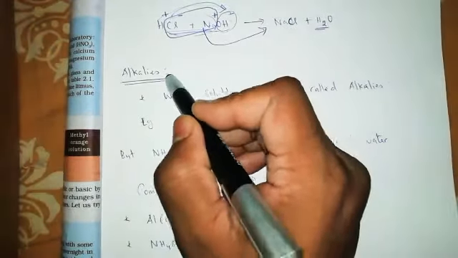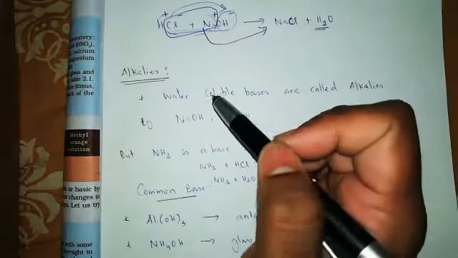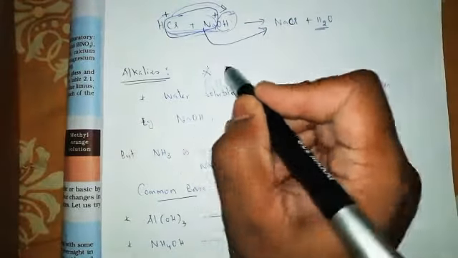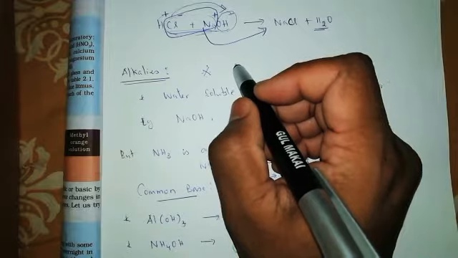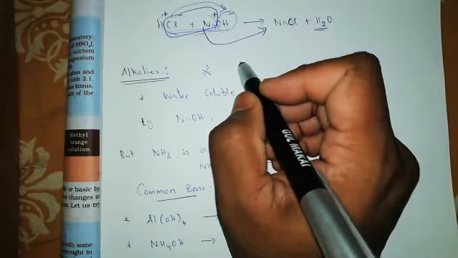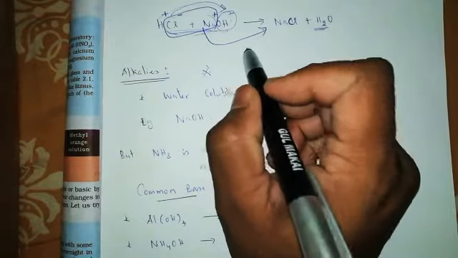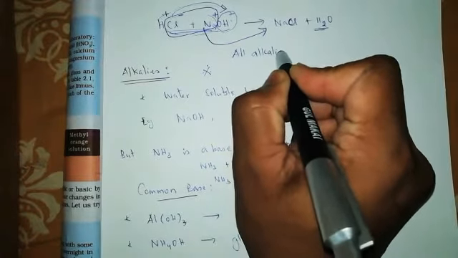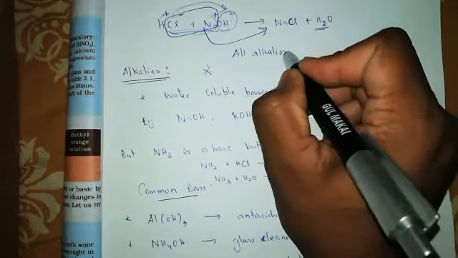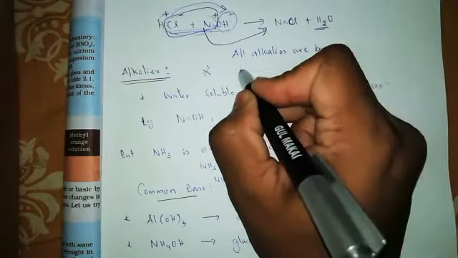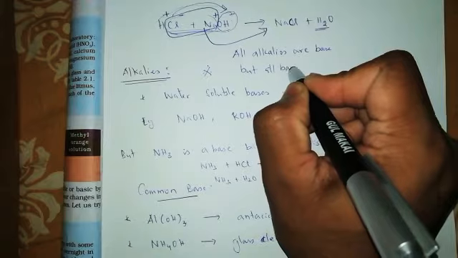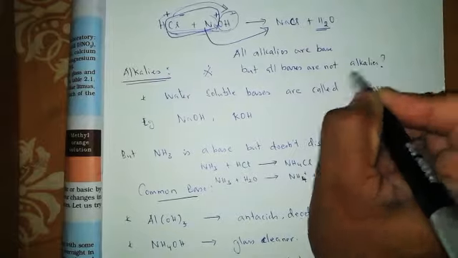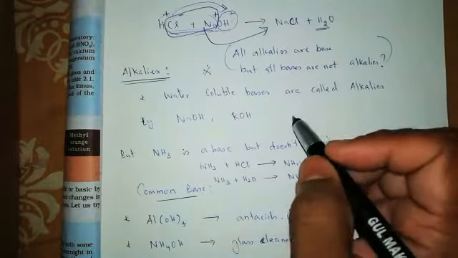Many will say that an alkali is also a base. Yes, of course, but all bases are not alkalis. This is one of the very important questions. Mostly these questions are asked as 2-mark questions. All alkalis are bases, but all bases are not alkalis. Why? This type of question is also asked.